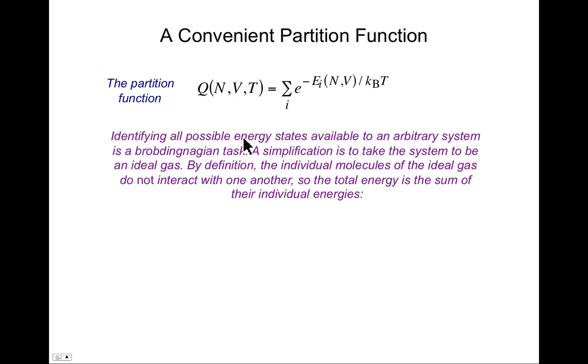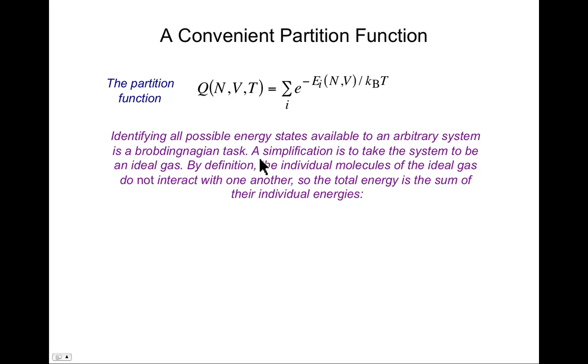But gracious, how would I ever find all the possible energy states? So I've got some arbitrary system of, maybe, Avogadro's number worth of molecules all interacting with one another, and it seems like there might be a lot of possible energy states. So it is a Brobdingnagian task to imagine assembling all possible values of E. So let's start making simplifying approximations, and let's do it willy-nilly.